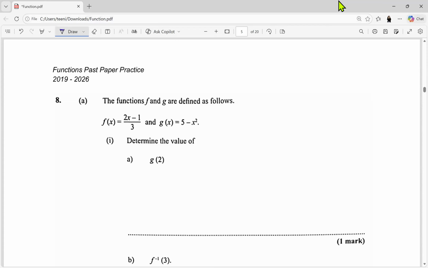Okay, guys, so I'm going to do it. F of x is 2x minus 1 over 3. G of x is 5 minus x squared. Determine the value of g of 2. To find g of 2, you simply replace x with 2 in the expression for g of x. So that will be g of 2 equals 5 minus 2 squared, which is equal to 5 minus 4, which is 1. So g of 2 is 1. It's 1 mark because it's really not that complicated.